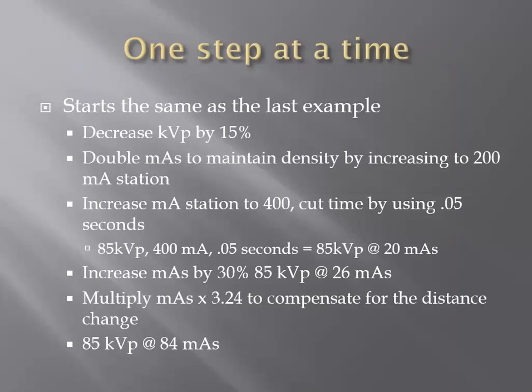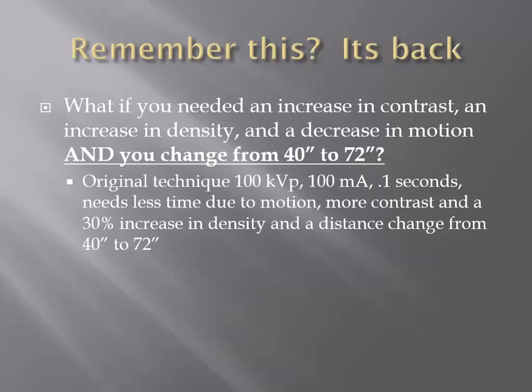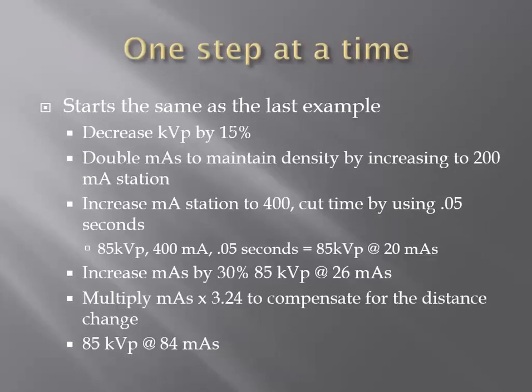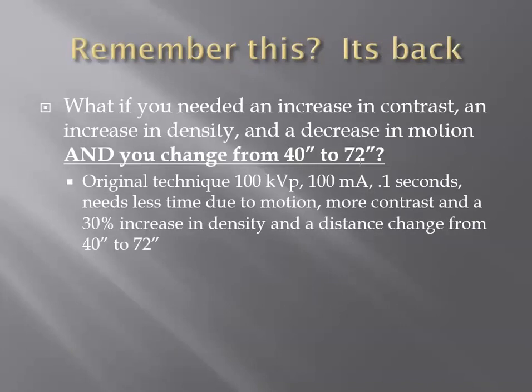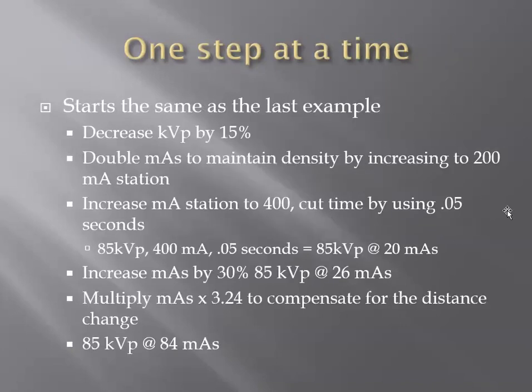So the first thing that you would do is go back to your problem. It says you want an increase in contrast, so you need to decrease your kVp. So you decrease your kVp by 15%, then in order to maintain exposure, what you need to do is increase your mA, because your original mA was 100, you're going to use the 200 mA station. So now you're back at the original exposure with better contrast or higher contrast.